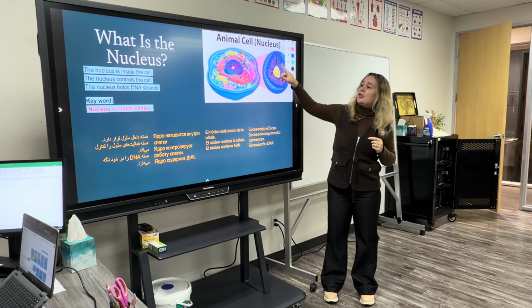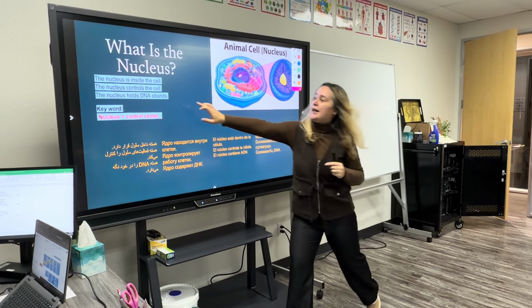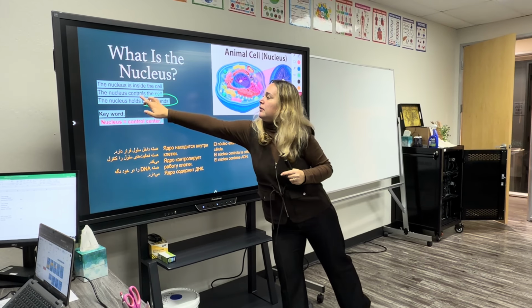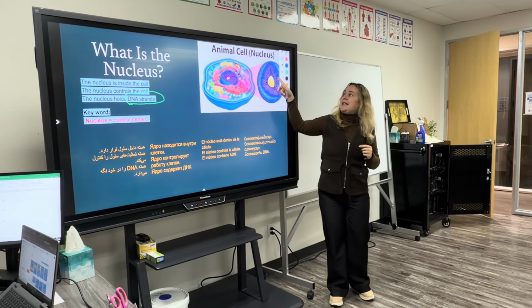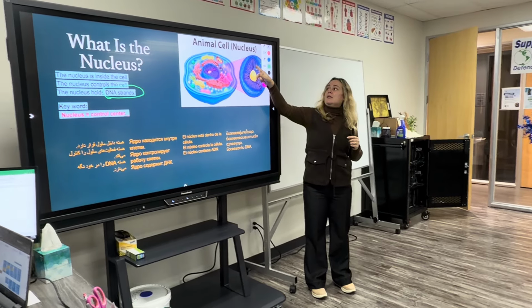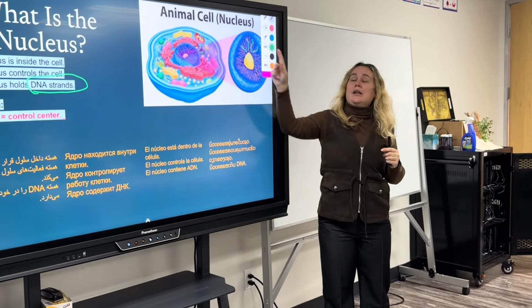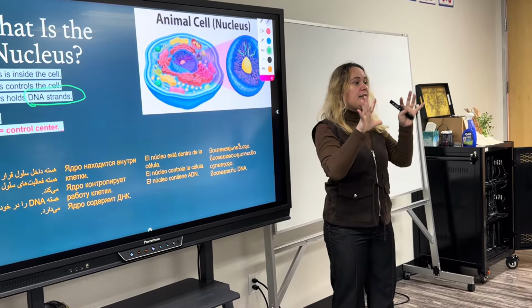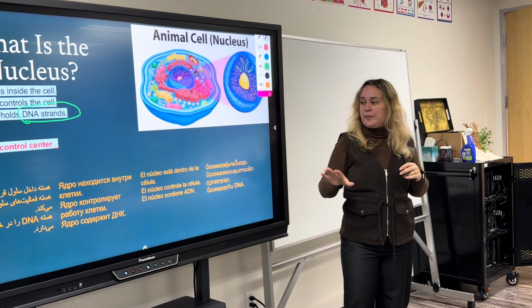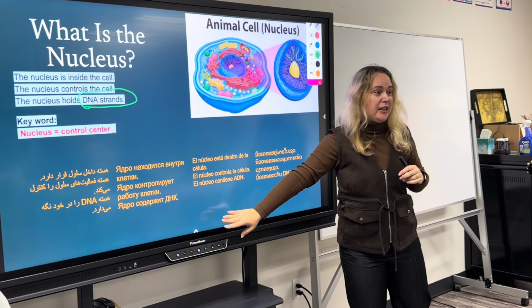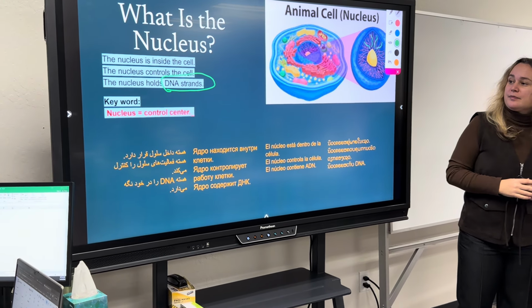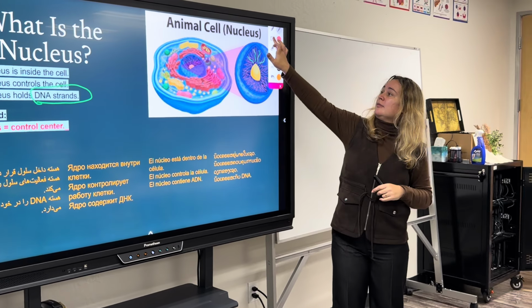So you can see these strands, as Mia said, DNA strands. This is DNA. They're spiral, but they're located like a line, like strands. So again, you can read in your native language before we move. And the nucleus is located inside of the cell. So, DNA.